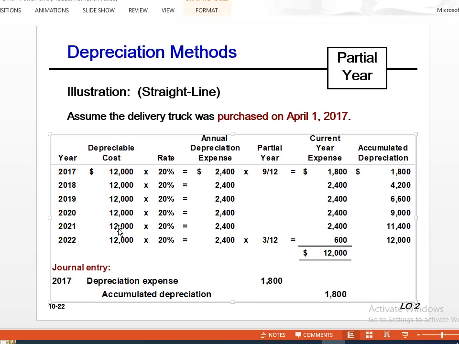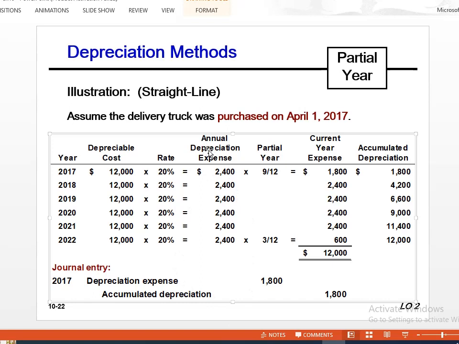Depreciable cost is going to be the same for all the years because the formula is not changing. The rate I explained to you is going to be the same because it's straight line depreciation. How do we calculate it? 100% divided by useful life in years. For this example, useful life was 5 years. So 100% divided by 5, that is 20%. Annual depreciation is 2,400 for all these years.